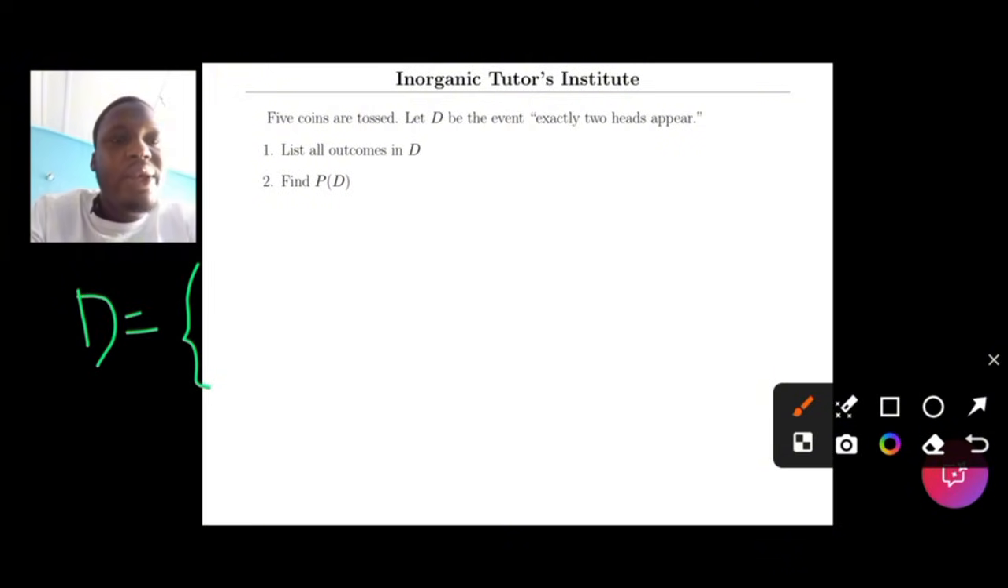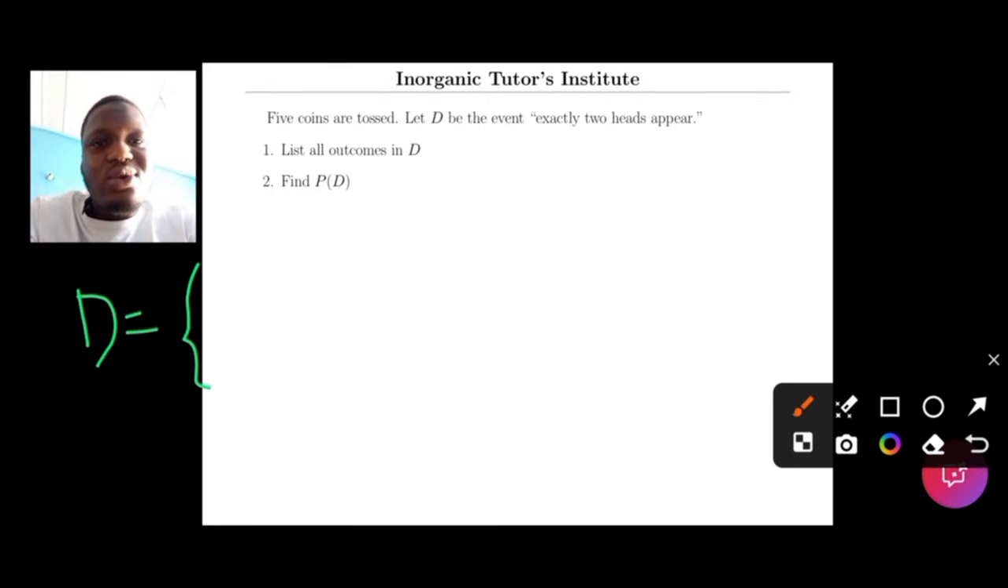So D is saying 2 heads appear. So after tossing the 5 coins, we are expecting to get exactly 2. So 2 out of the 5 coins show heads, and the other 3 show tails. Okay, so that's how you can do that. You have to apply the distinctive concept that we did the last time.